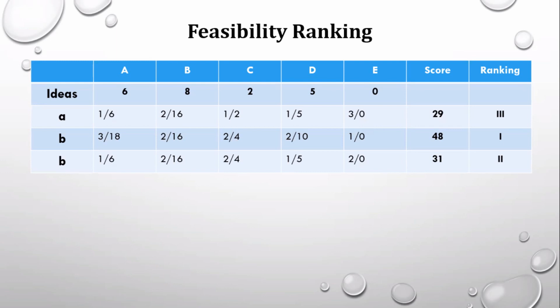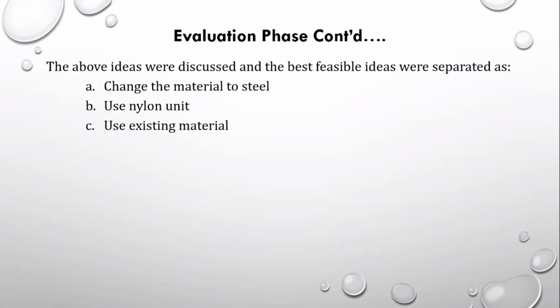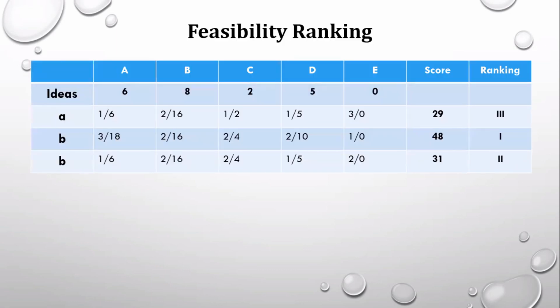And similarly, for all the 3 ideas or alternatives, they are evaluated against the 6 criteria. Okay, and accordingly, the second option, the second alternative, that has received the highest score of 48. So received the first rank. What is the second? Use nylon unit. Okay, so that is the most preferred alternative idea considered as per the first surface level evaluation, right?